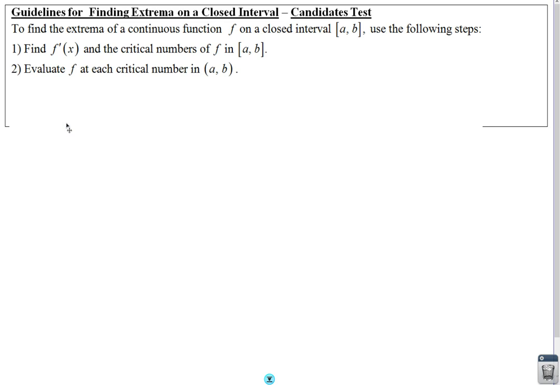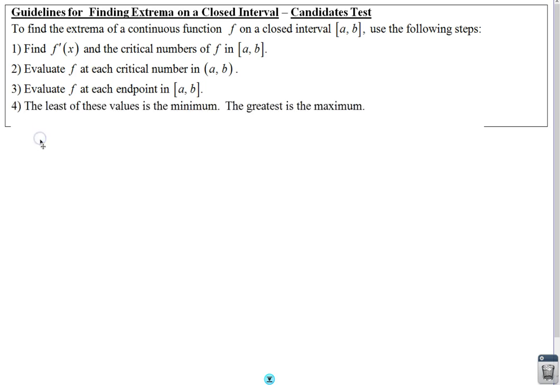Evaluate f at each critical number. Plug those into your original function and find out what your y values are. Evaluate f at each endpoint. I feel like that's pretty straightforward. Number 4, the least of these values is the minimum, the greatest is the maximum. This is where I created my table in set 4. You make the table and you plug in the points, but basically the highest is the maximum, the lowest is the minimum. That's candidates test in a nutshell, okay?